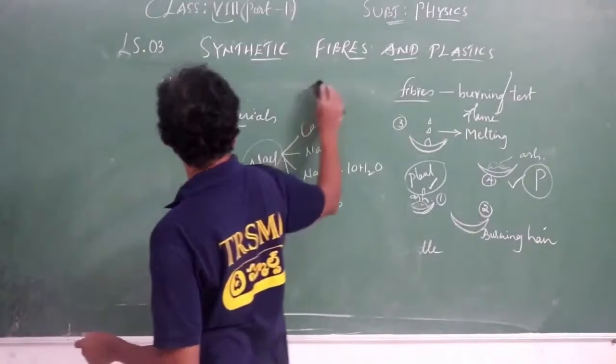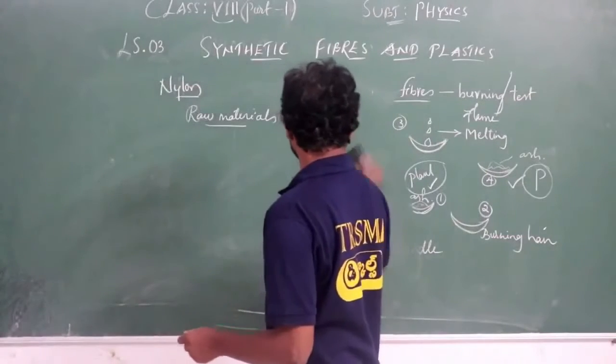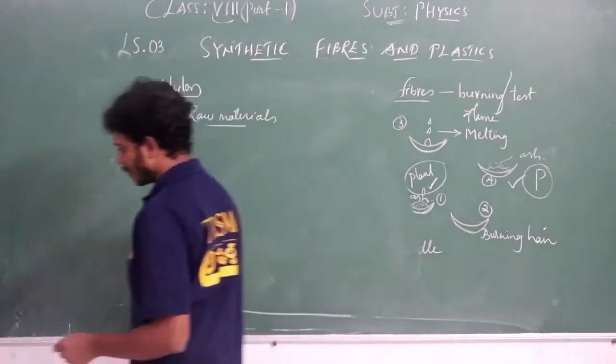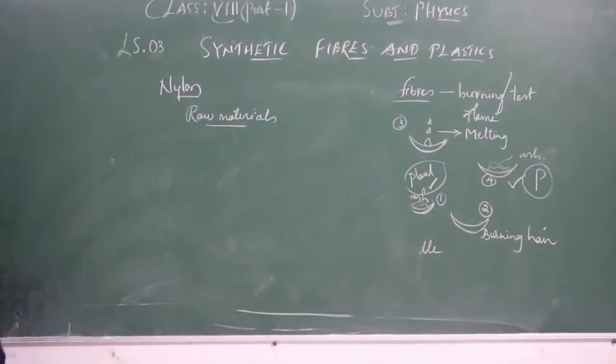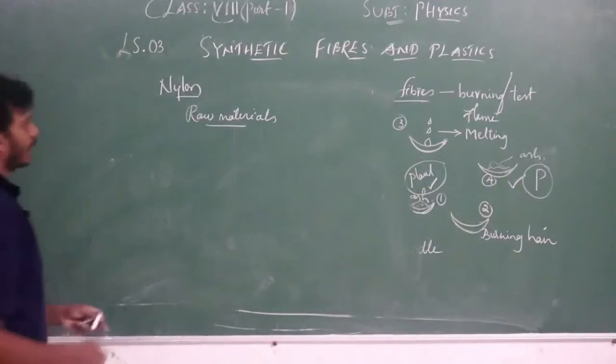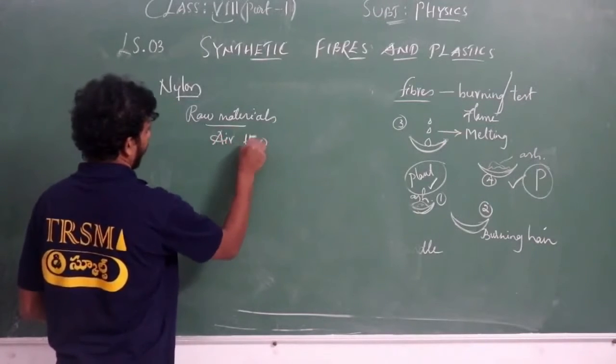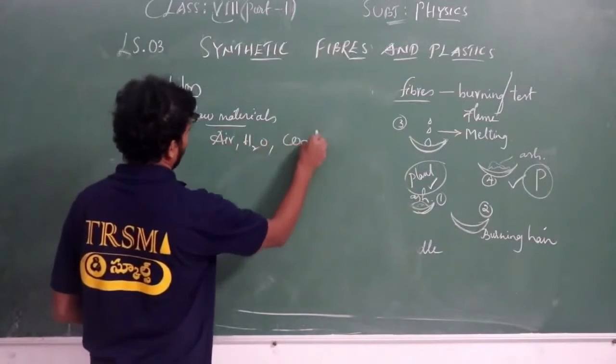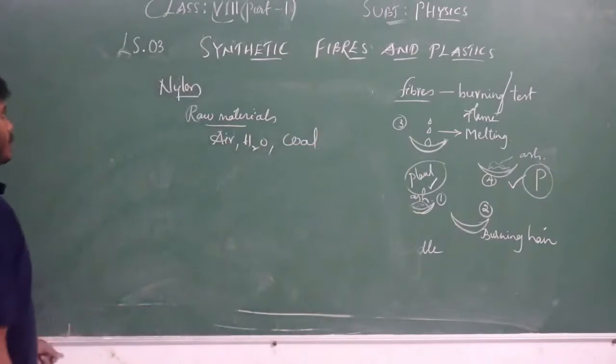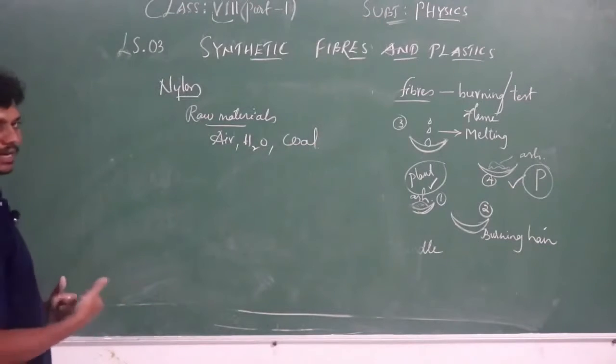So for making this nylon, what is used? What is used for making nylon? We use air, water and also coal. These are some of the raw materials for the preparation of this nylon.